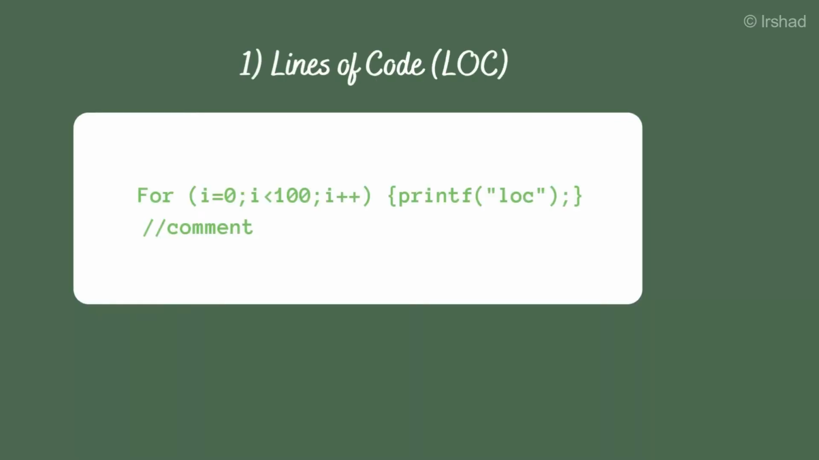Lines of code, LOC. We're going to look at the difference between LOC and DSI, delivery source instruction. Basically, they are all the same, but there's a little difference. And here you can see that in LOC we calculate the total number of the lines, and we have written the for loop and then printf function, and there is one comment.